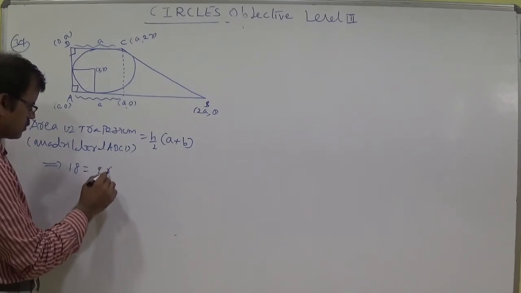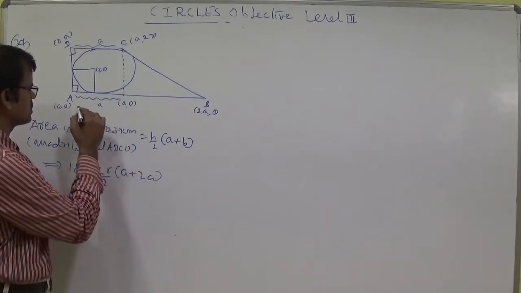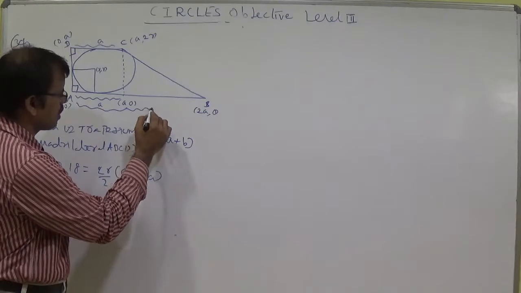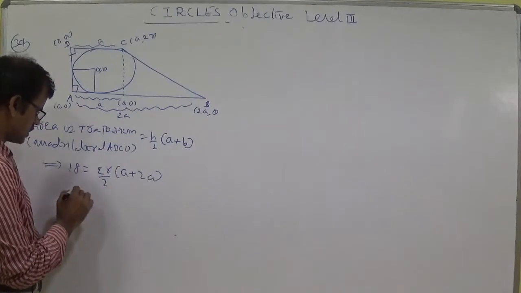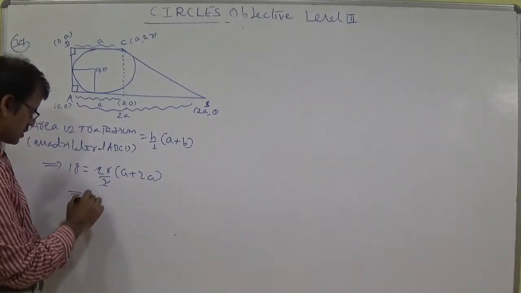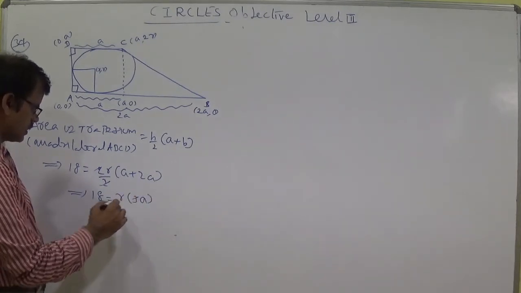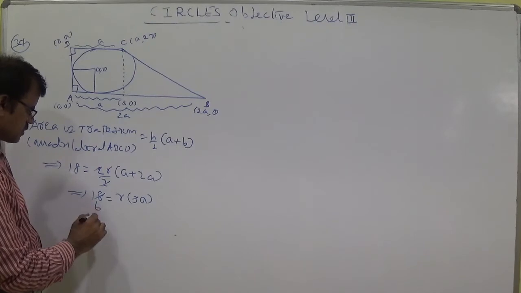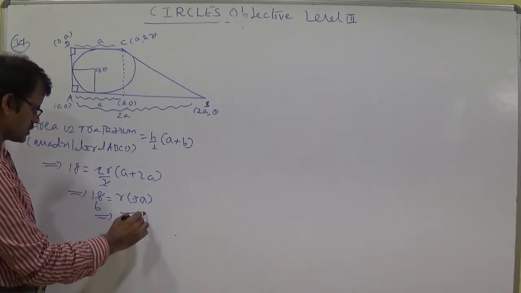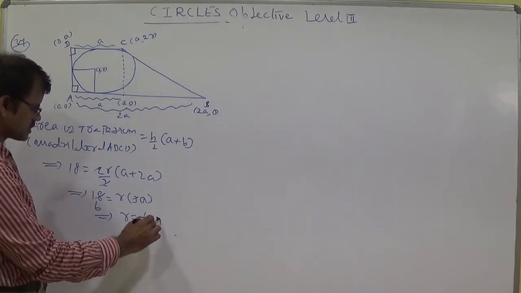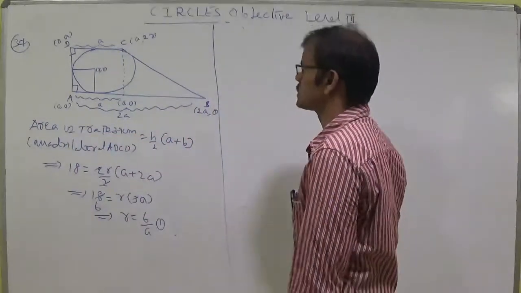18 is equal to 2r by 2 into (A plus 2A), because this full length is 2A. Half length, that length is A and this length is 2A. The 2 and 2 get cancelled. We can write 18 is equal to r into 3A. 3 divides 18 six times. That implies A is equal to 6 by r, or r is equal to 6 by A. This is the first equation, it will be useful for us.